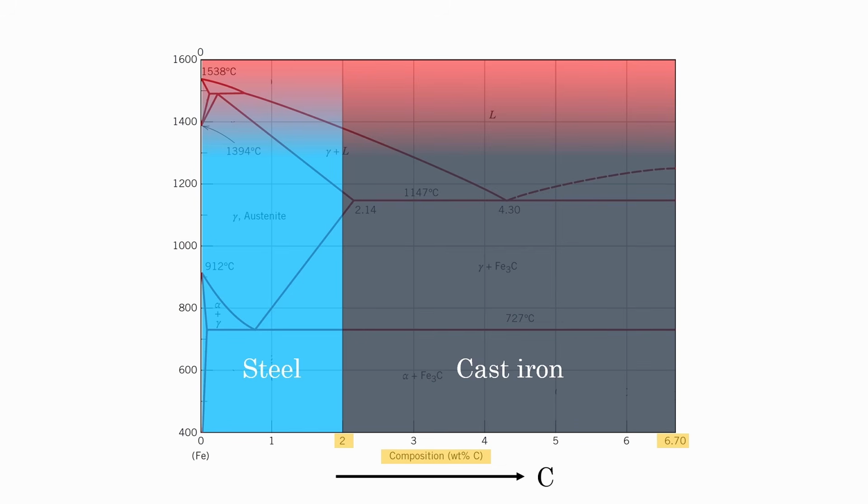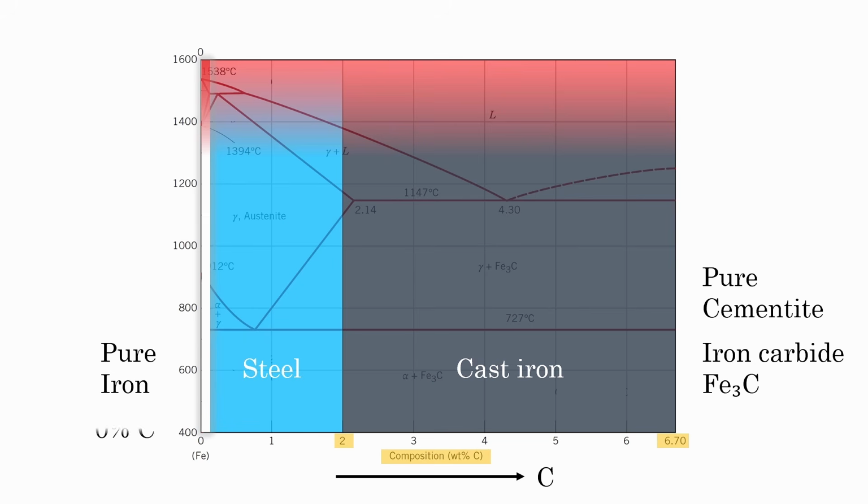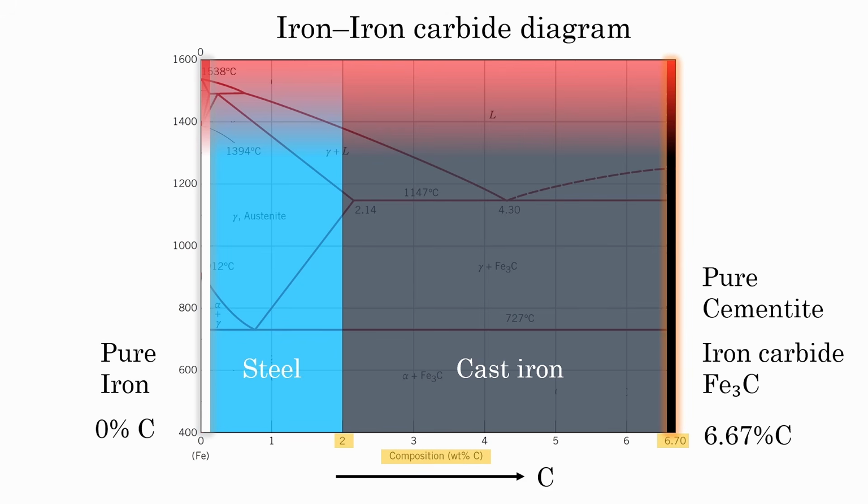At 6.67% carbon, the material becomes pure cementite, also known as iron carbide, Fe3C, which is extremely hard and extremely brittle. So on the leftmost side of the diagram, we have pure iron, 0% carbon, and on the rightmost side, we have pure iron carbide, 6.67% carbon. So this means this diagram is technically not an iron carbon diagram. It's actually an iron carbide diagram.